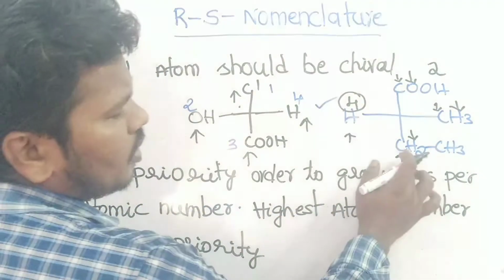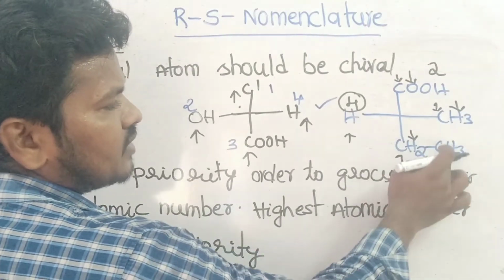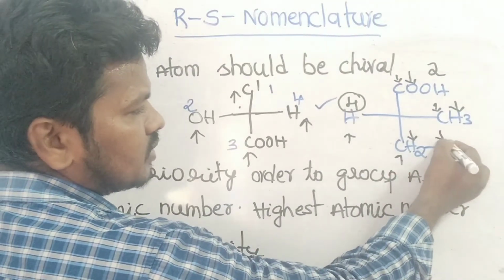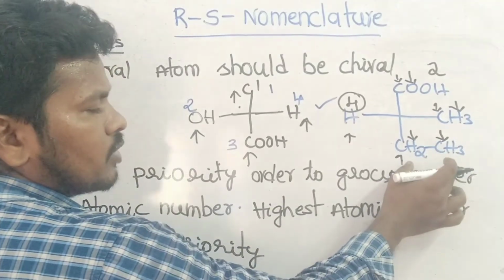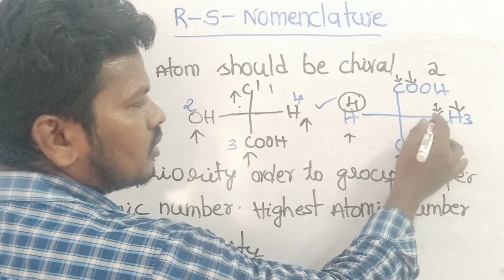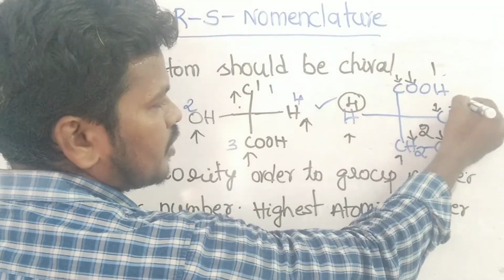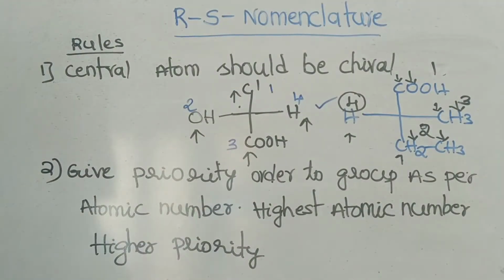Next, carbon and carbon are similar, hydrogen and hydrogen are similar. Next go with the adjacent atom, where one carbon is there. When compared, this has the highest atomic number, so we give it the priority. This is priority number 1, this is priority number 2, this is priority number 3, like this we have to give.